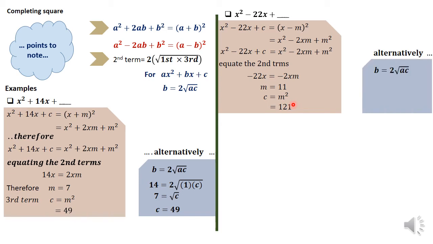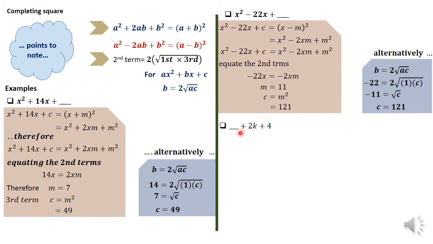Attempting it in a different way, we use the expression b equals 2 square root of ac, replacing b with negative 22, a is 1 and c is c. We don't know what c is. You just move on and get c is 121. Moving on to another question.